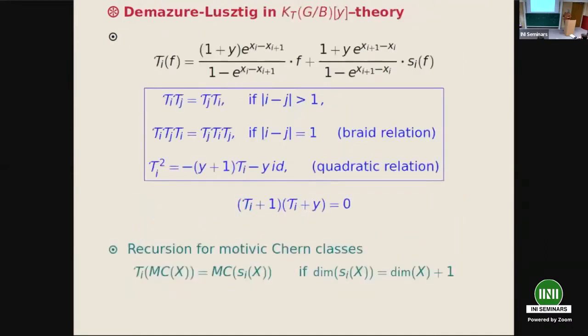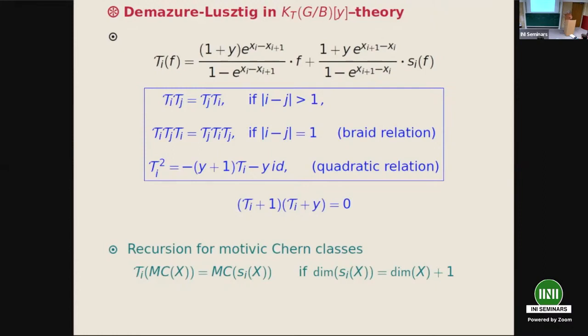And similar operators you have for computing Chern-Schwarz-MacPherson classes, fundamental classes in K-theory. But let me concentrate on the Mazur-Lusztig operator. You just add one variable, y, and Lusztig defined such an operator.